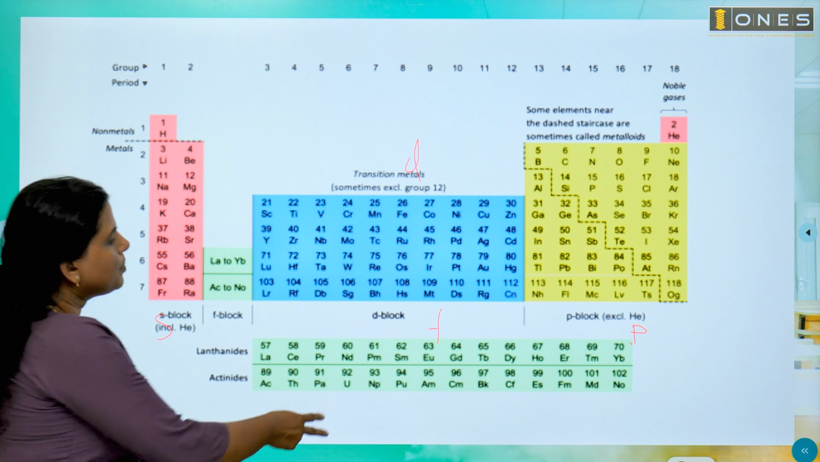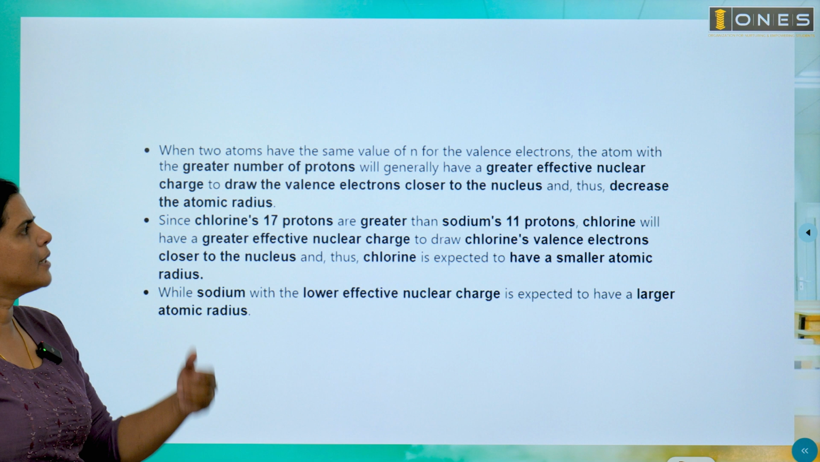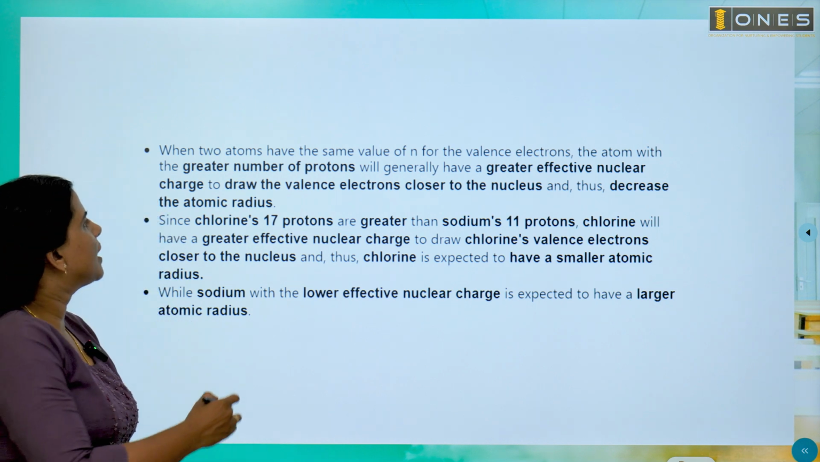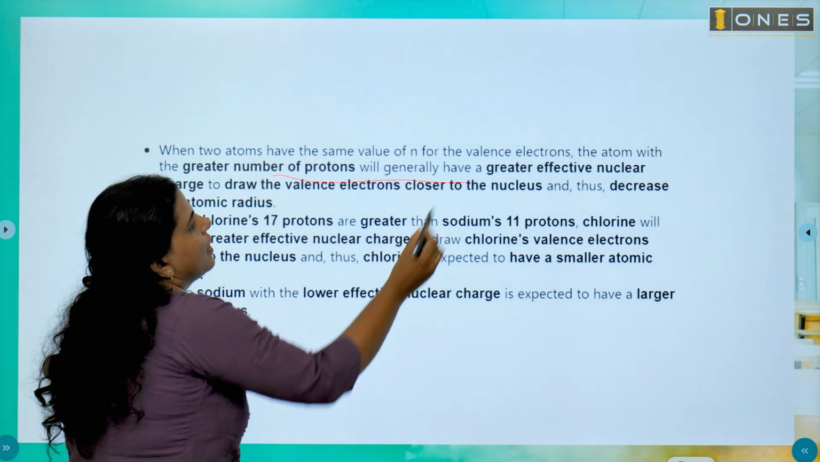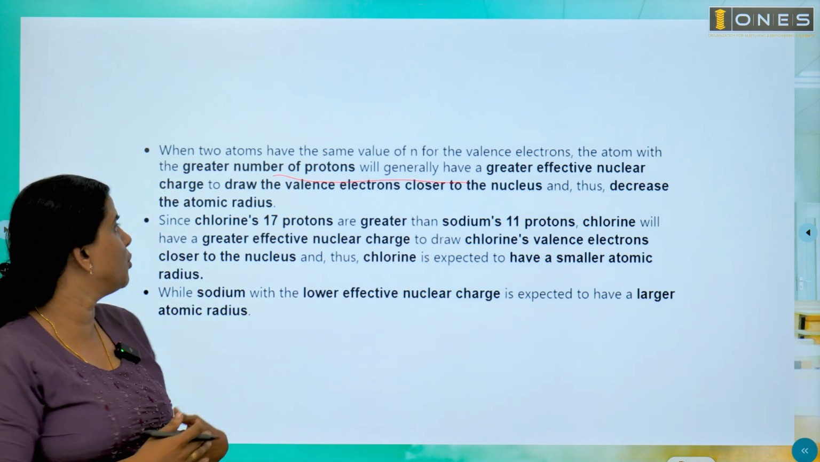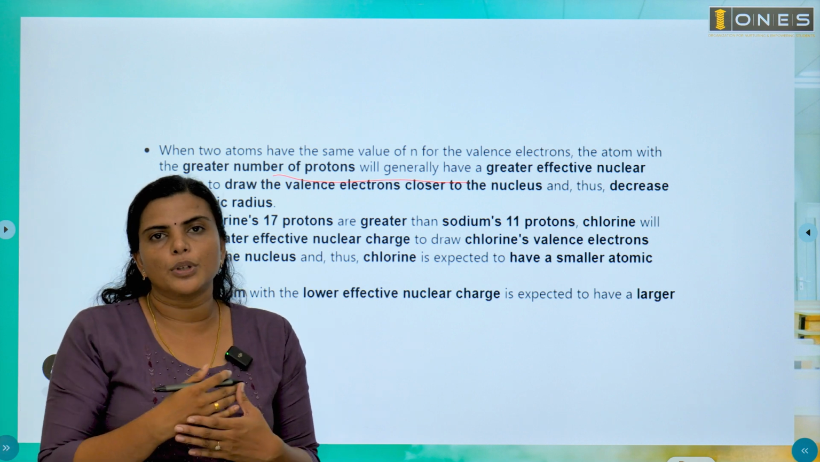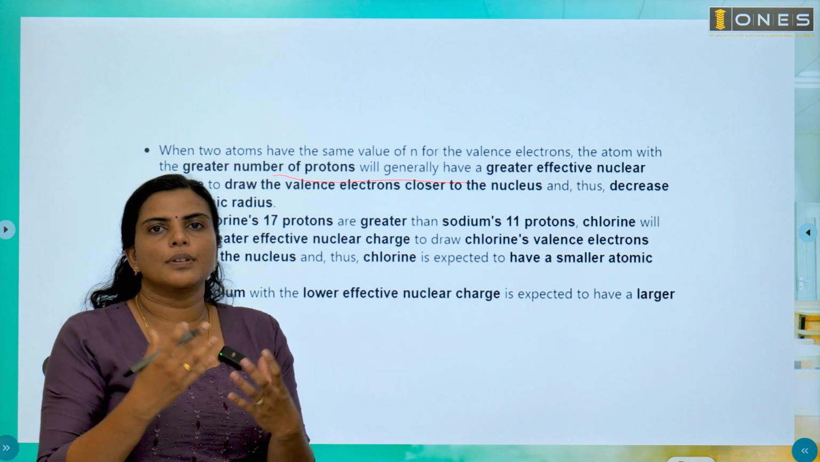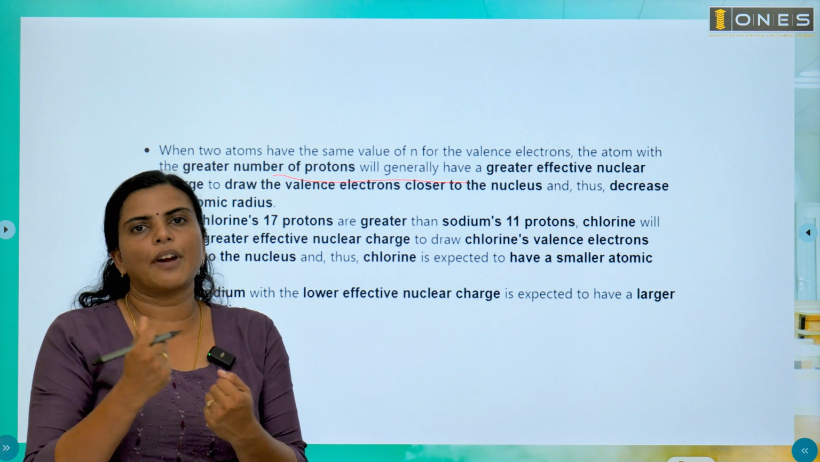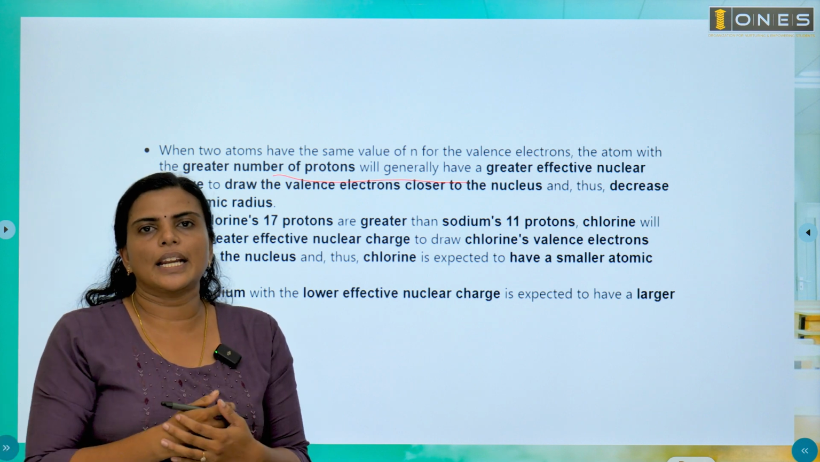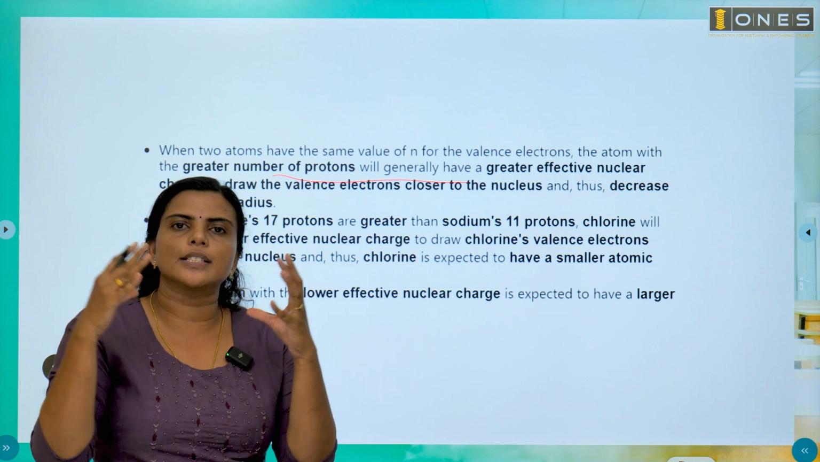So when two atoms have the same value of n for the valence electrons, the atom with the greater number of protons will generally have a greater effective nuclear charge to draw the valence electrons. That is, as protons increase, the positive attraction increases, so the nucleus holds the electrons more strongly, which reduces the effective radius.